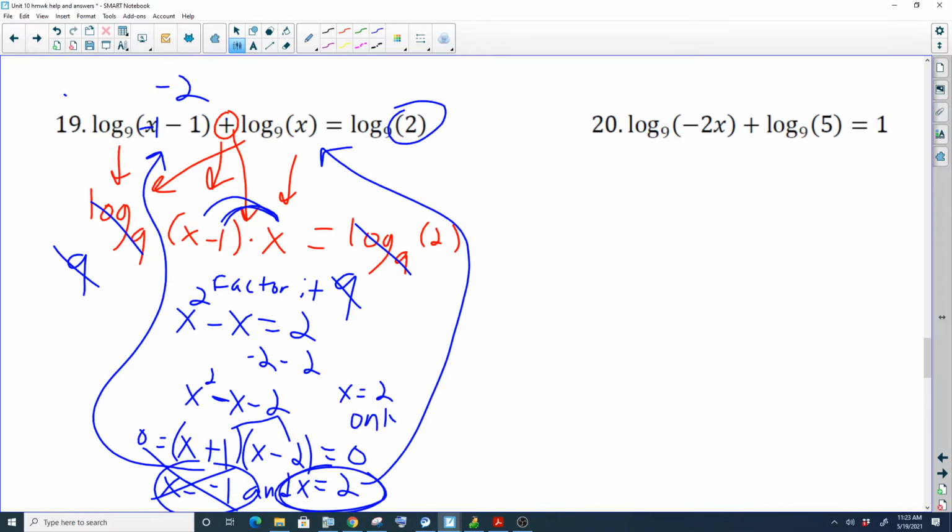Do not choose the negative 1. Watch out on the test for this one. Watch out. Only one solution. Only. So I think there might be one of those on the test. So be careful. It's only one solution.